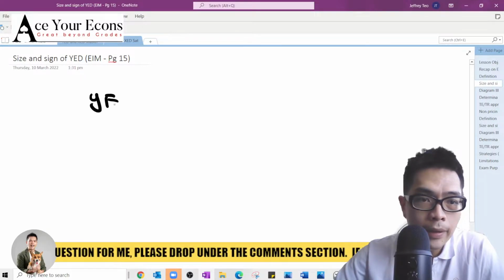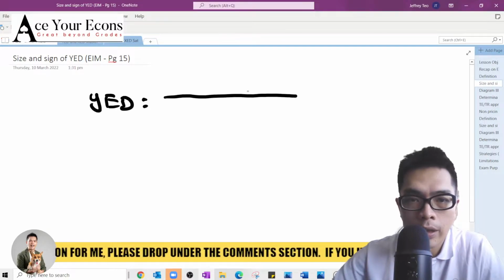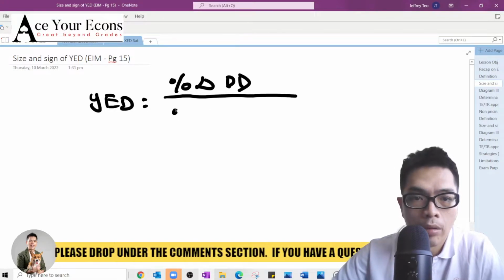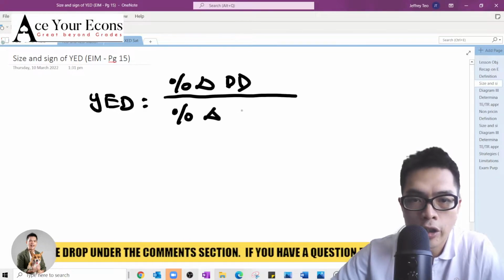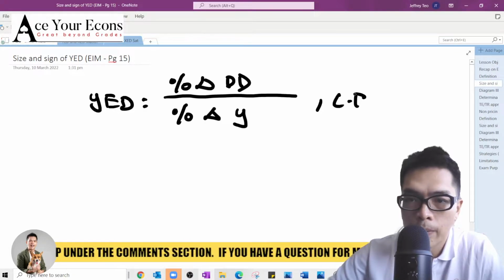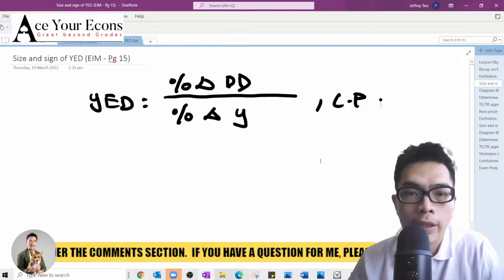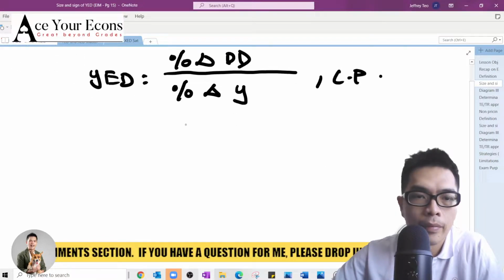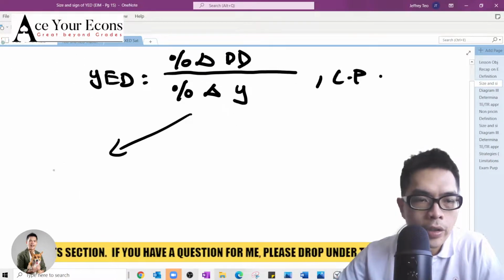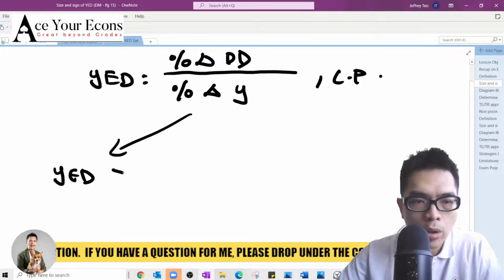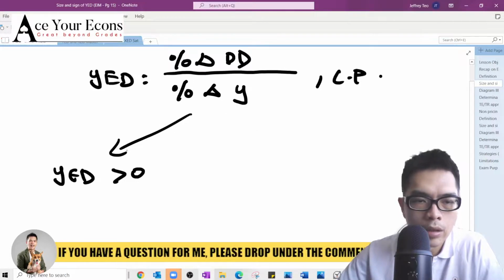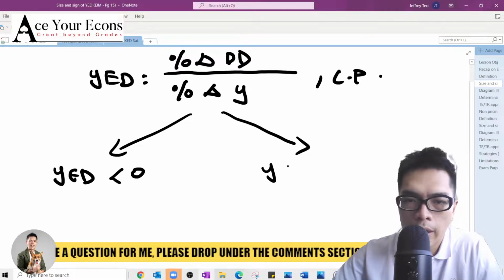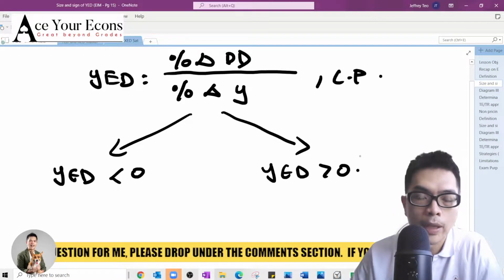Okay, so your YED, we are actually concerned about the percentage change in your demand or quantity demanded with respect to percentage change in your income, ceteris paribus. So I'm just going to derive what the two broad categories are before we start to split them up. These are the two broad categories that you want to be concerned about: YED less than 0 and YED more than 0. I'm going to explain what this is.